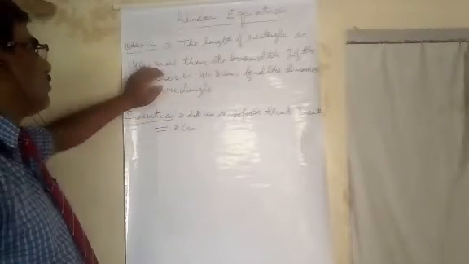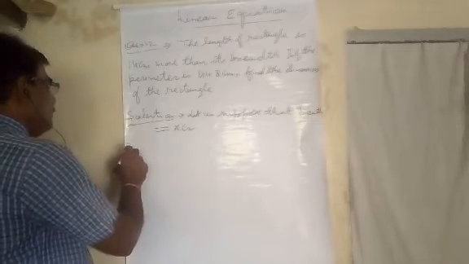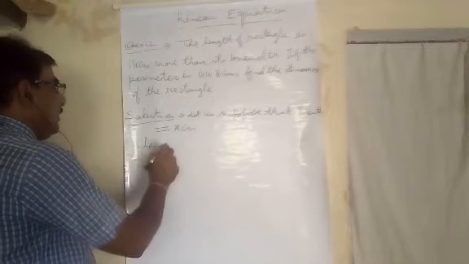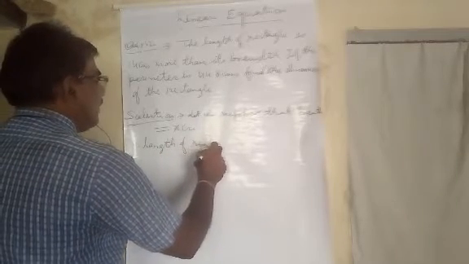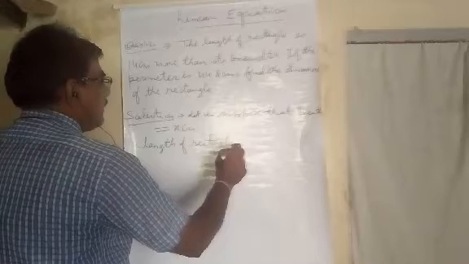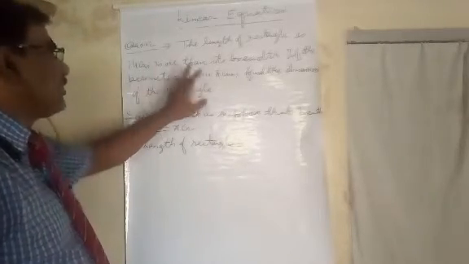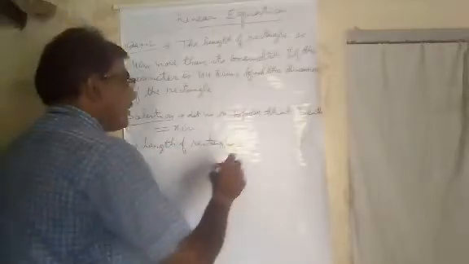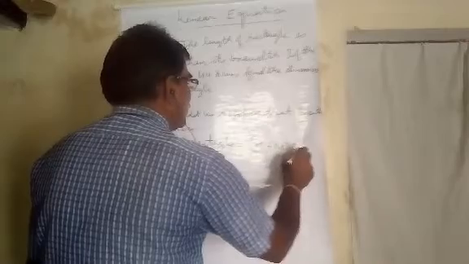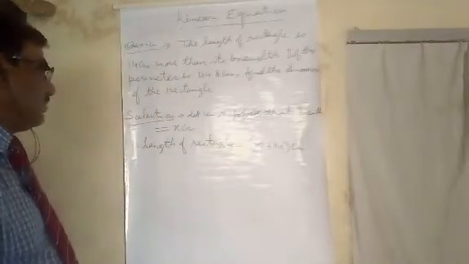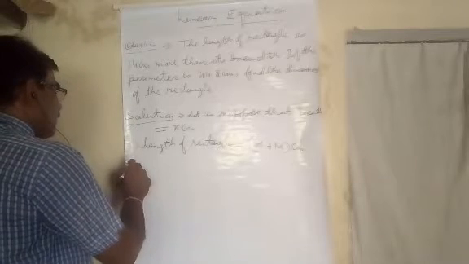Length of rectangle is 14 centimeter more than its breadth. Therefore, length of rectangle will be x plus 14 centimeter.